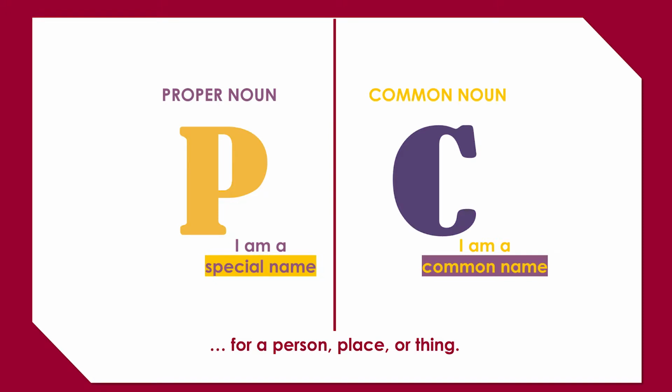Now, proper nouns name specific people, places, or things. Proper nouns require capital letters, while common nouns are general. Proper nouns are specific and name one particular person, place, or thing. So please do not forget about those simple rules.